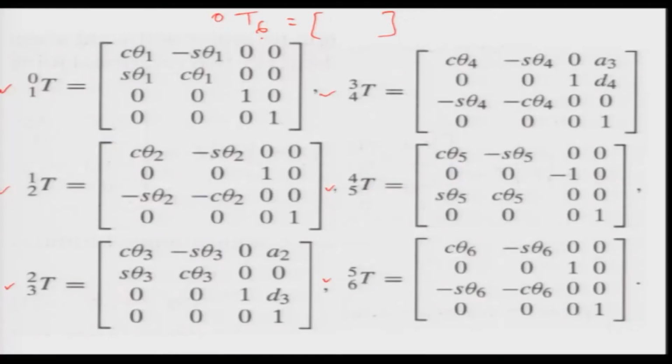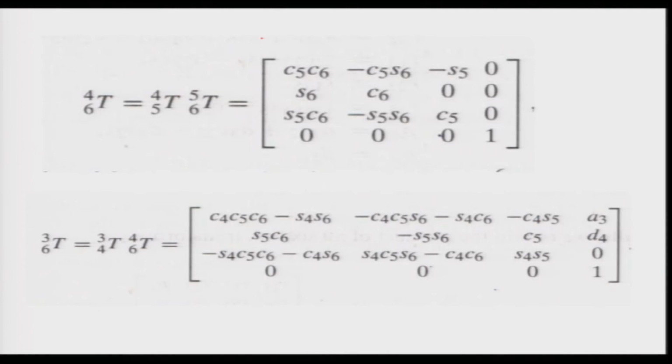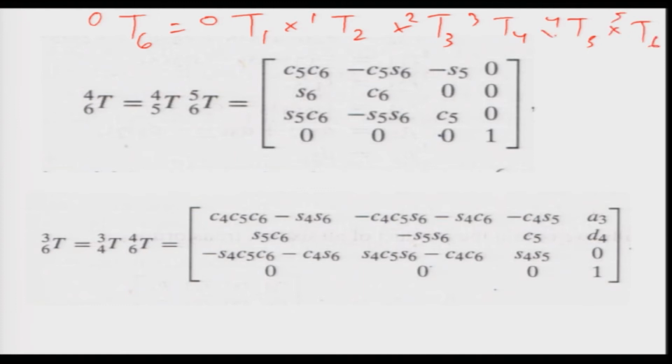So, we do not multiply 0 to 6 straight away, but we multiply in a reverse order. This is the reverse order in which we are multiplying. Let me write it here. T0 to 6 is given by T0 to 1, then T1 to 2, T2 to 3, T3 to 4, T4 to 5, and T5 to 6. So, instead of multiplying straight, we multiply from this side. Why, it will become clear as we go along.